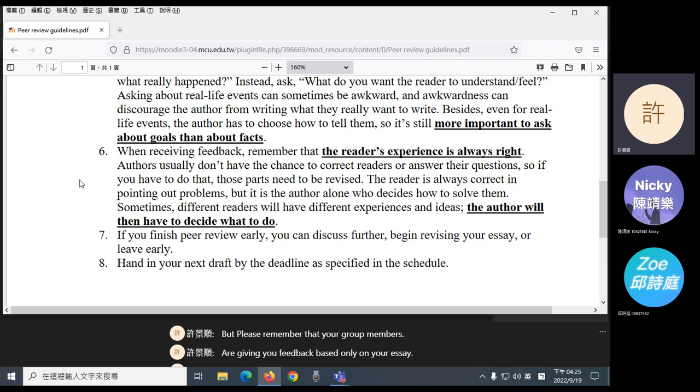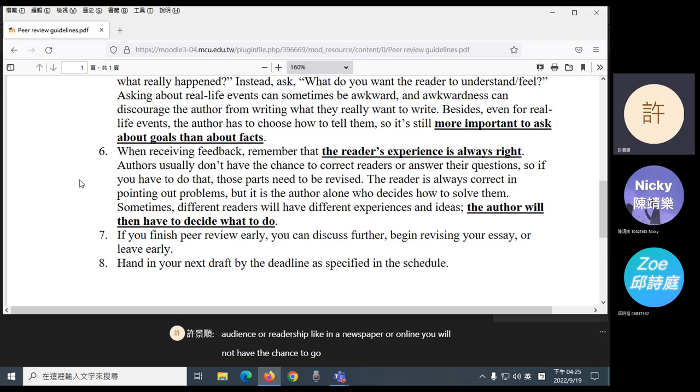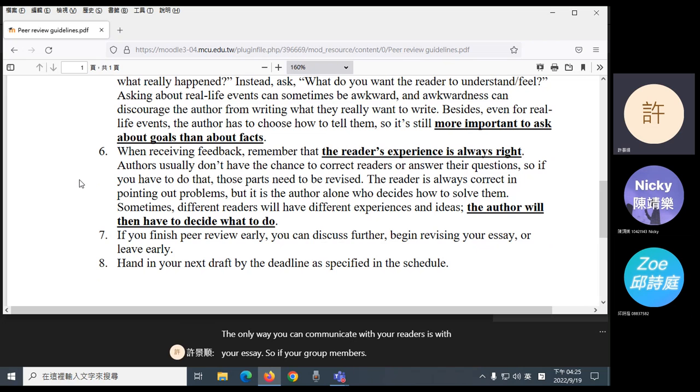If in the future you become a writer and you write for an audience or readership, like in a newspaper or online, you will not have the chance to go around and explain what you mean after the reader has finished reading. The only way you can communicate with your readers is with your essay. So if your group members did not understand your essay, if they got the wrong idea from your essay, you need to fix it. That should be part of your essay.